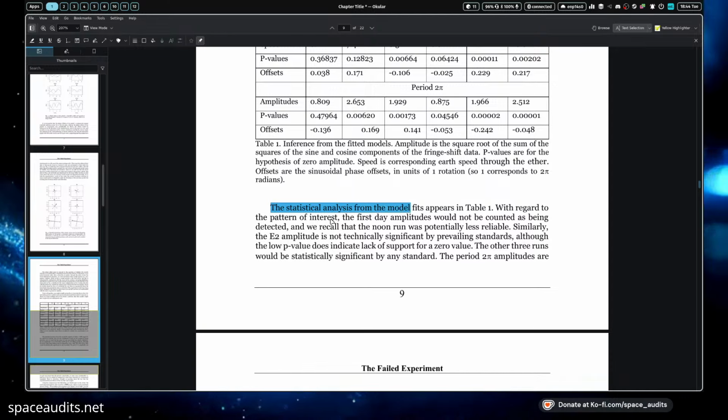With regard to the pattern of interest, the first day's amplitudes would not be counted as being detected, and we recall the noon runs were potentially less reliable. Similarly, the evening 2 amplitude is not technically significant by prevailing standards, although the low p-value does indicate a lack of support for a 0 value. The other 3 runs would be statistically significant by any standard.